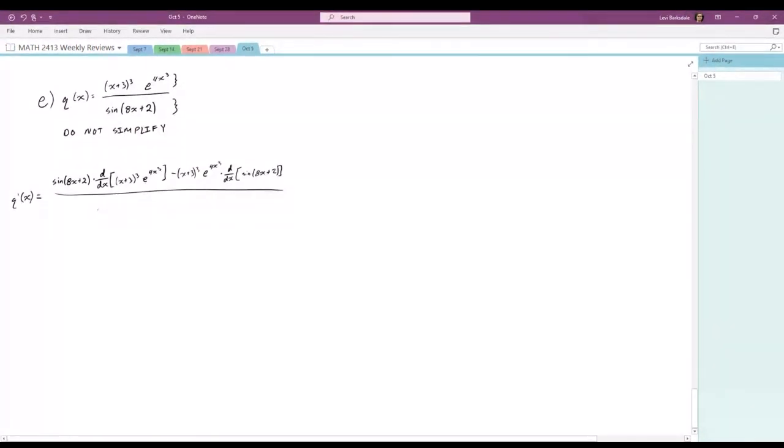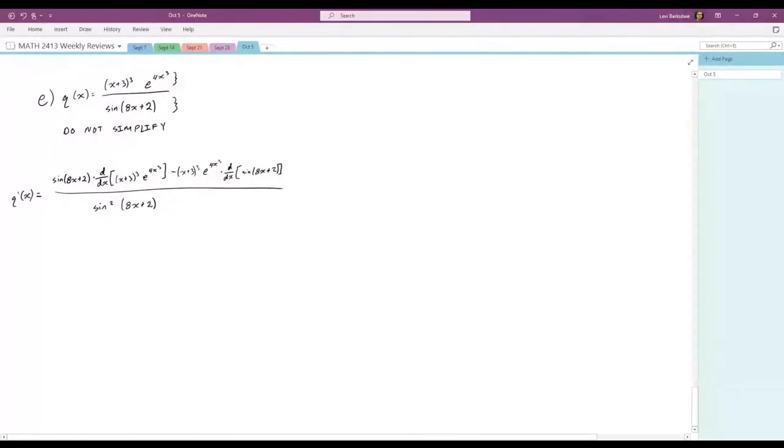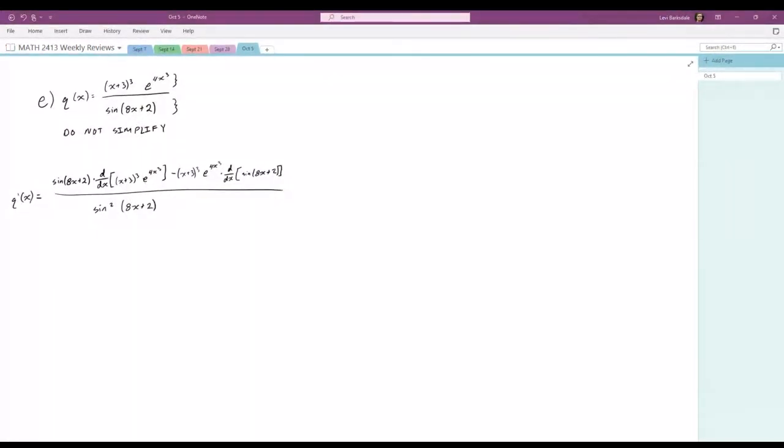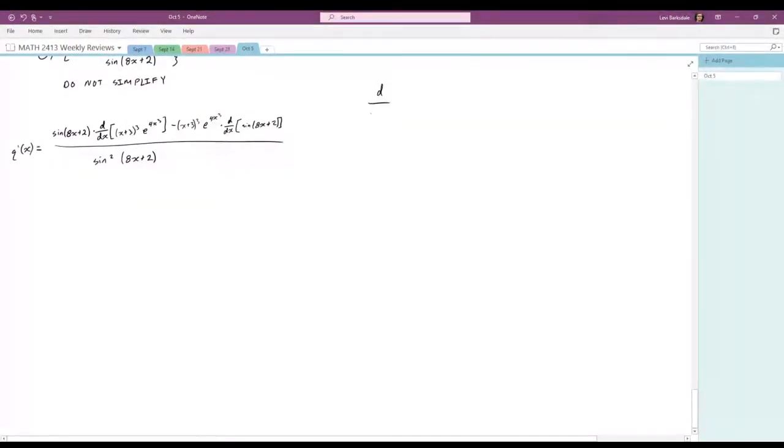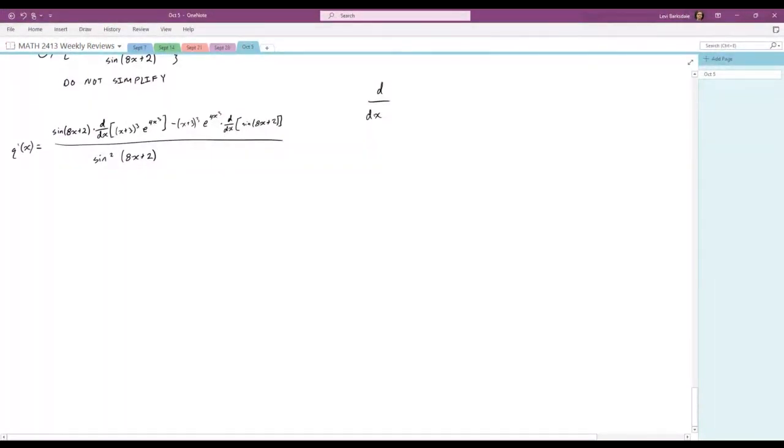All over my bottom function squared. All right, now I just need to find the derivative of my top function and the derivative of my bottom function. Well, then the derivative of this, here I have a function of x being multiplied by a function of x. So I need to use the product rule.